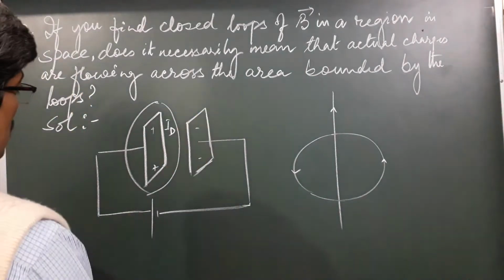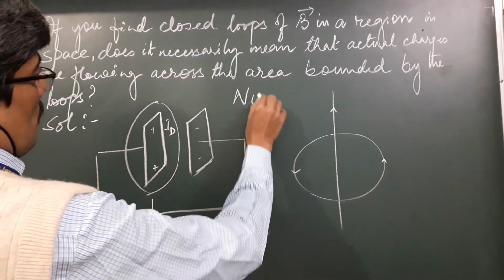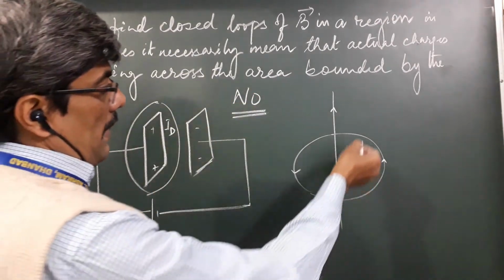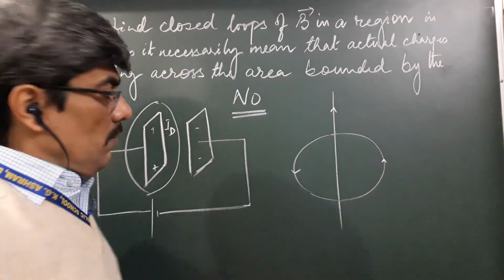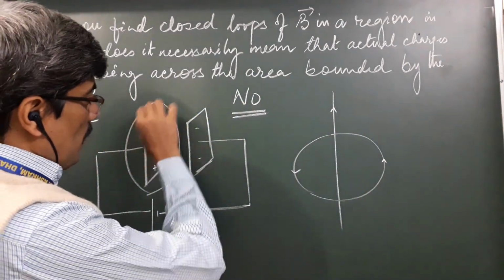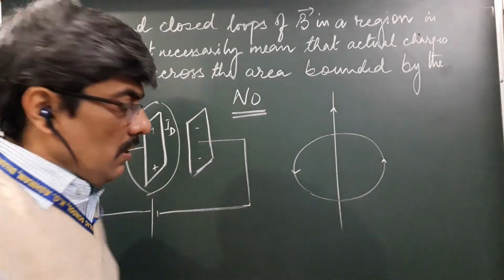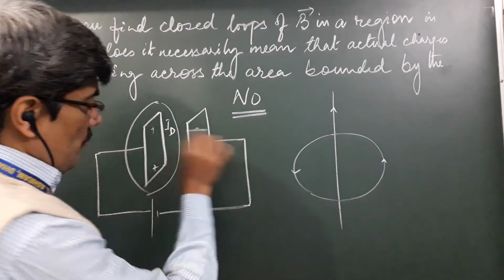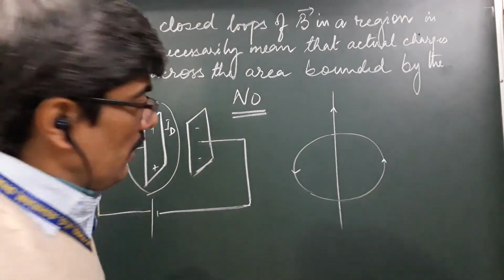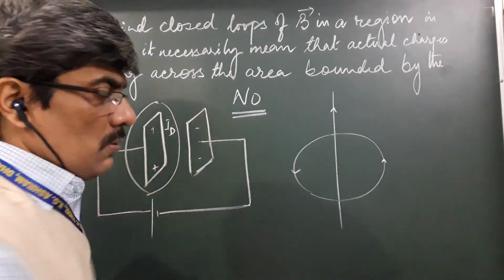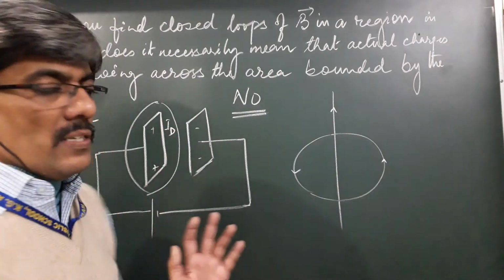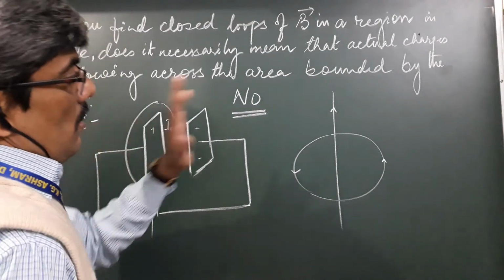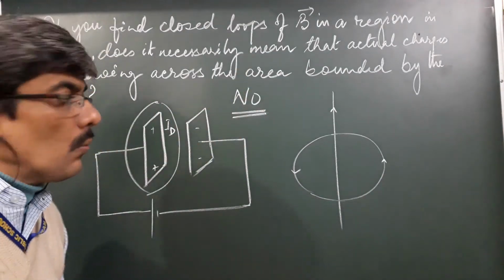So the answer is no. There is a case where, in spite of the fact that there are no charges flowing, because charges don't flow from one plate to the other. No, they definitely do not. They are flowing through the circuit which is outside, not in between the plates. The plates are not connected electrically. There's a space between the two plates. So there also you get a magnetic field, or you could get loops of magnetic fields. So the answer is no.